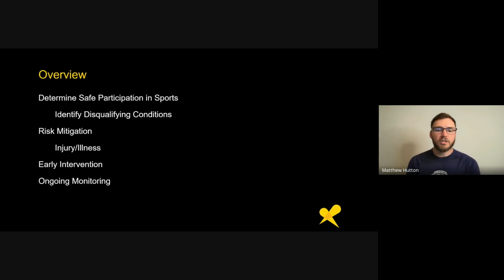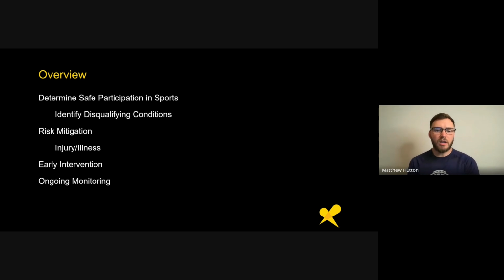The risk mitigation. So a lot of times we're not necessarily preventing injury or illness, but it's reducing the likelihood of something catastrophic from happening. So, for example, maybe they have some joint laxity, and if we identify that in the preseason screening, then maybe we can prevent some further injury or instability if we provide taping or some kind of a prehab program where they're working on strengthening the surrounding musculature.